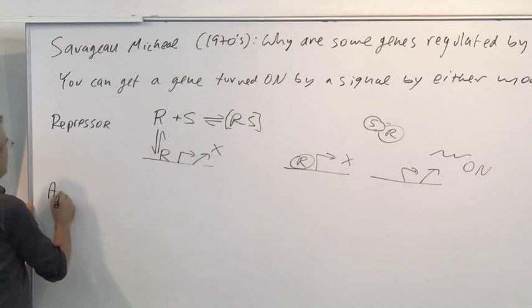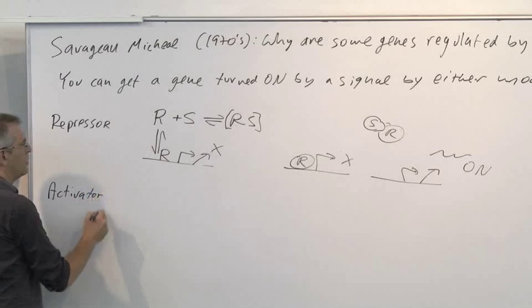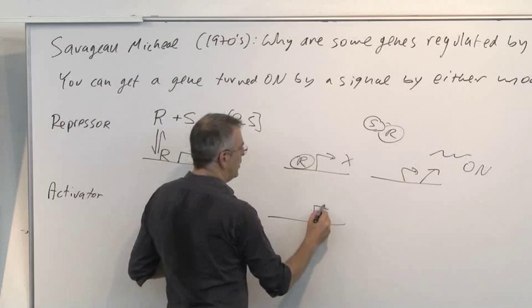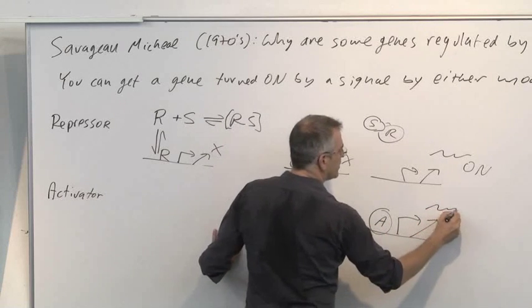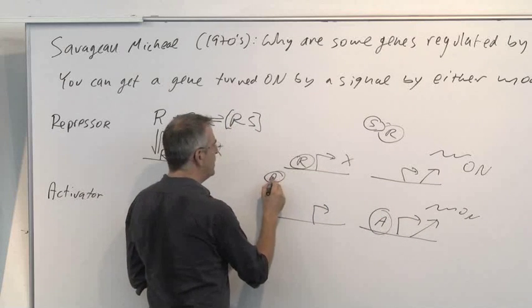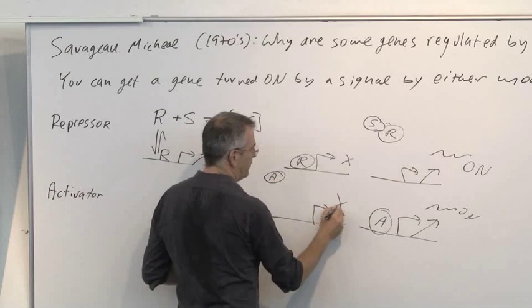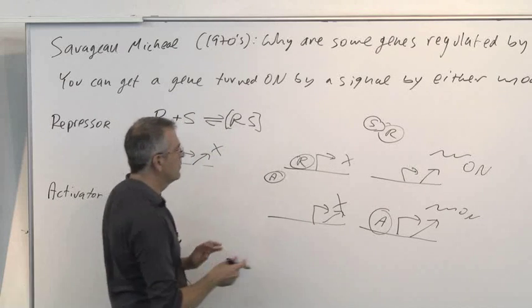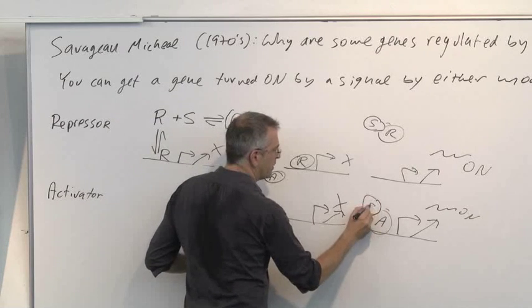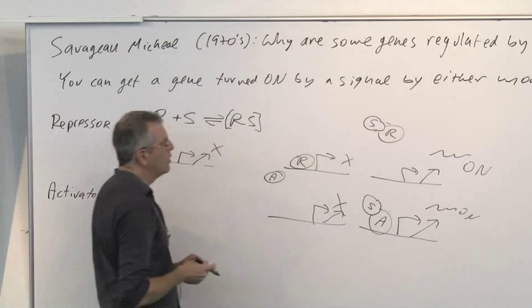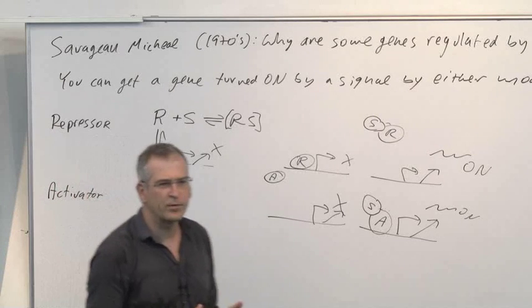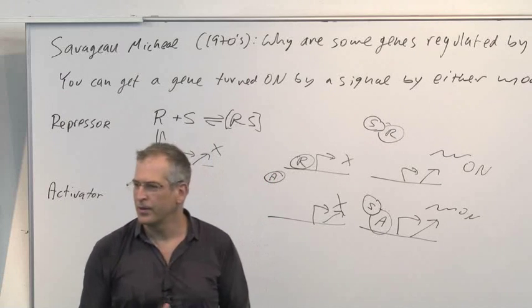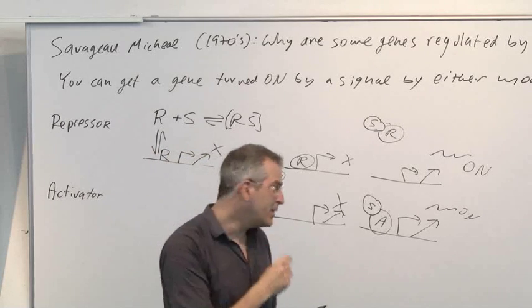An activator, when it's bound to the DNA, the gene is on. And when it's off the DNA, the gene is off. So let's say it can bind the DNA when it's connected to the signal. Right? So at first glance, there's no fundamental difference.